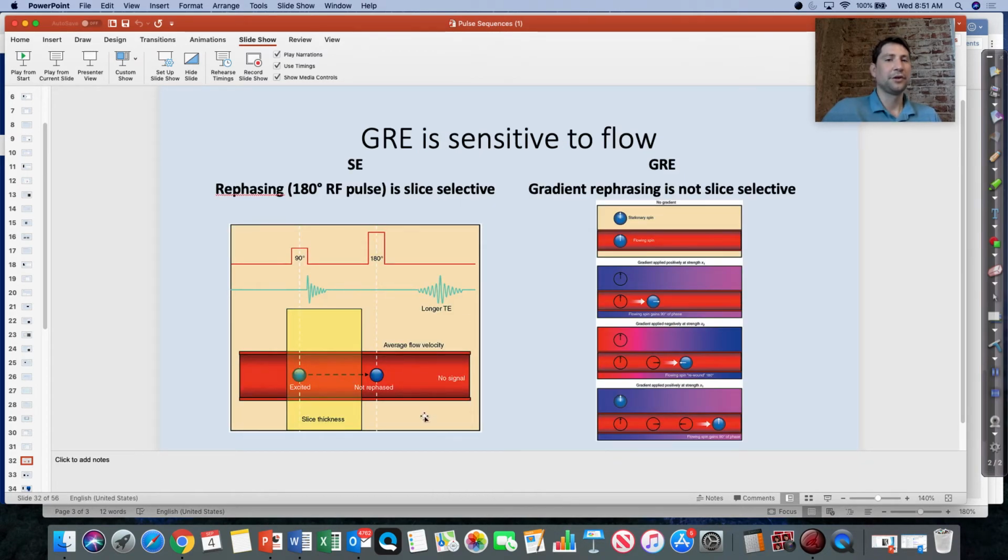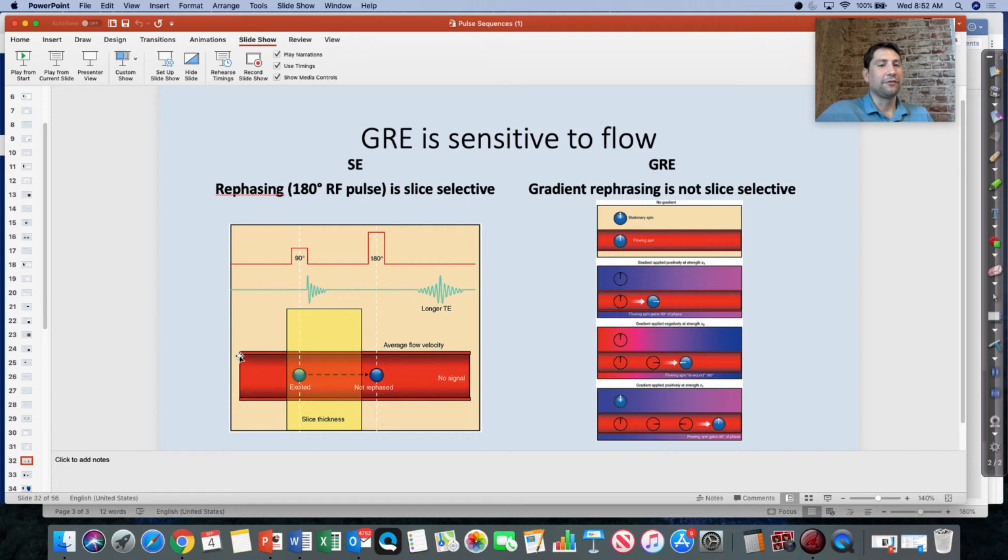Here's a couple good diagrams of how gradient echoes are sensitive to flow. So here is a diagram of spin echo, and we'll cover this more in the next chapter on flow phenomena, but just to give you a brief introduction to it, with our spin echo pulse sequence, remember we're governed by our 90 and 180, so we're limited in the timing of those two things.